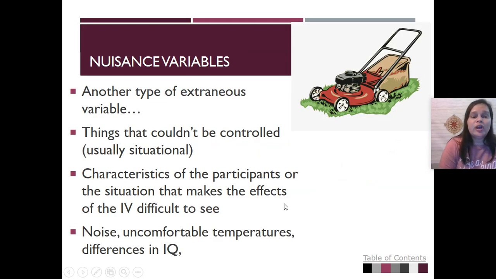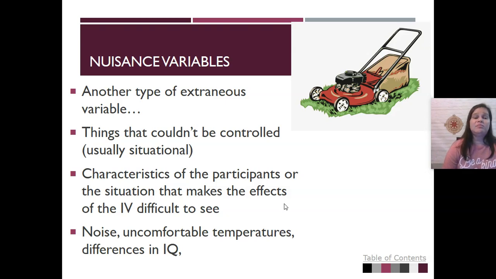Now, sometimes there are other variables that we really just can't control, that popped up, or even if we did know about them, we couldn't really control them very much. And we call these nuisance variables. So it's another type of extraneous variable that we either can't control or there was just no way of seeing it coming. Usually they're situational. Sometimes it could be something like the participants were taking a test and then a lawnmower was mowing outside the window and that was a distraction.